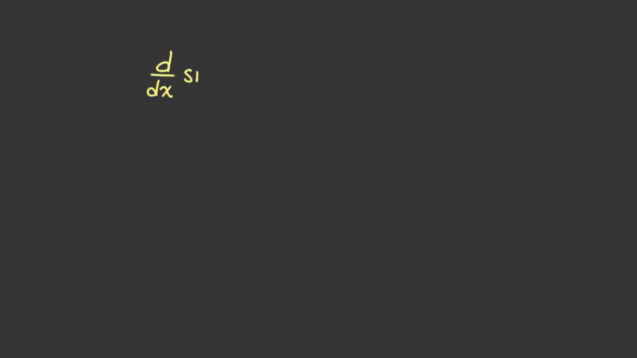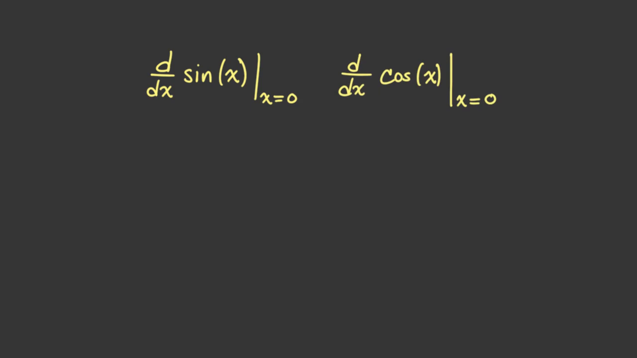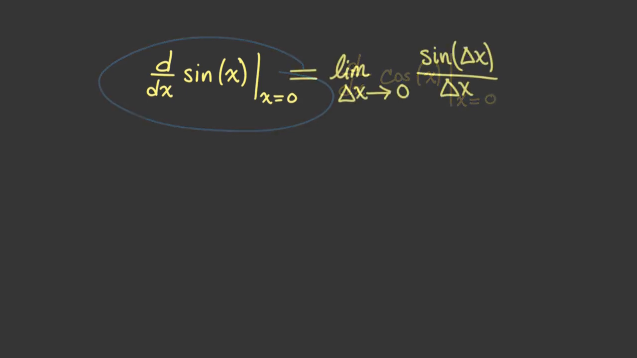Recall that we're trying to compute the derivative of sine x, and we were able to reduce this problem to finding the derivative of sine x at 0 and the derivative of cosine x at 0. Let's go ahead and start with the derivative of sine x at 0, which is given by this limit.